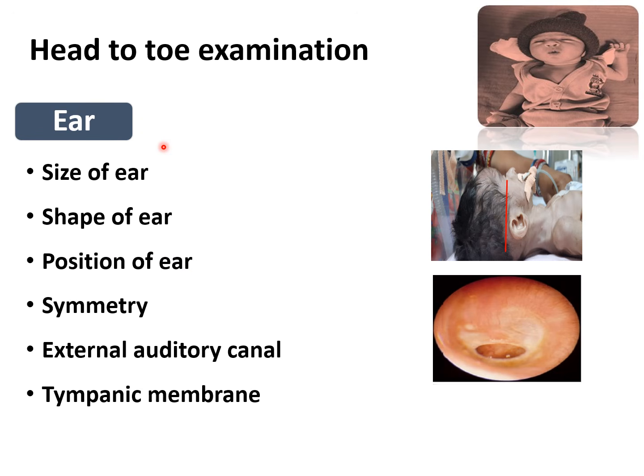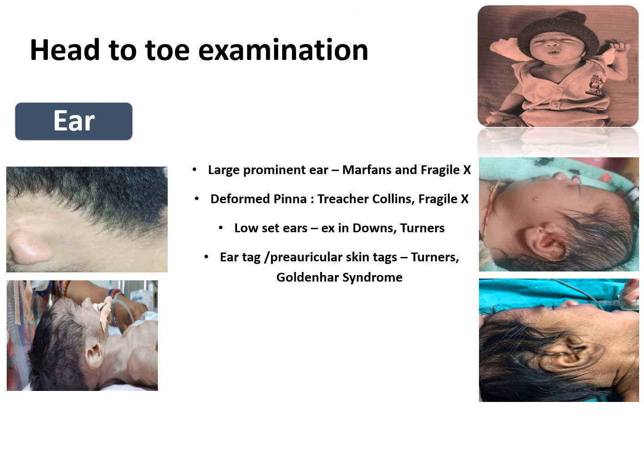After the oral cavity, we have to examine the ear for its size, shape, position and symmetry, and also we have to check the external auditory canal and tympanic membrane. If any deformity is there, then we have to mention it. For example, large prominent ears are seen in Marfan and Fragile X syndrome, and a deformed pinna is seen, for example, in Treacher-Collins syndrome. This child is having a deformed pinna; microtia is present.